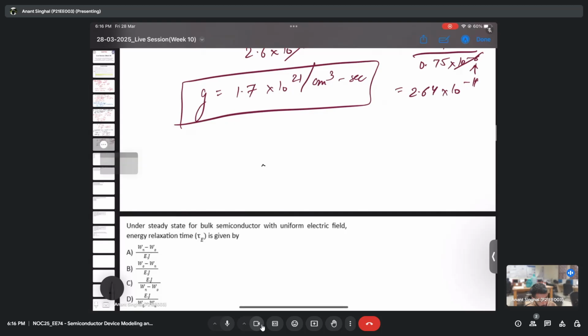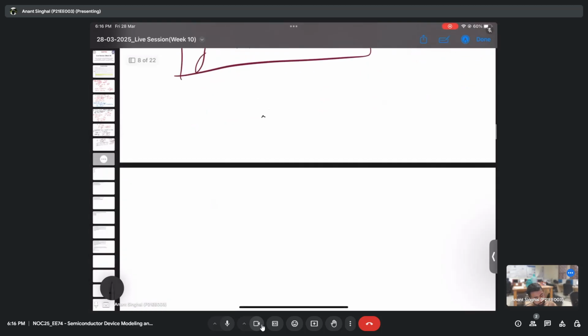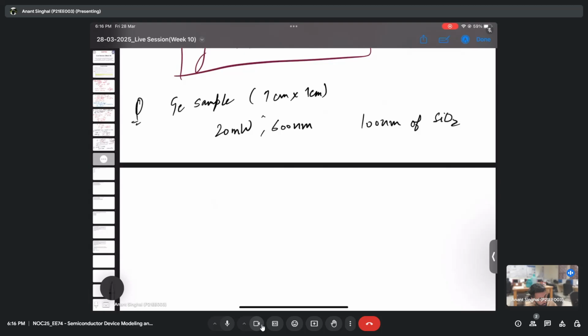Now see a last problem for this particular topic, which is a good problem. Let's say I have taken a germanium sample, dimension 1 centimeter cross 1 centimeter. It is illuminated with 20 milliwatt of 600 nanometer laser light. So the wavelength is low, that is why laser light. I'll show it in a figure later. This sample's surface has 100 nanometer of lossless silicon dioxide.